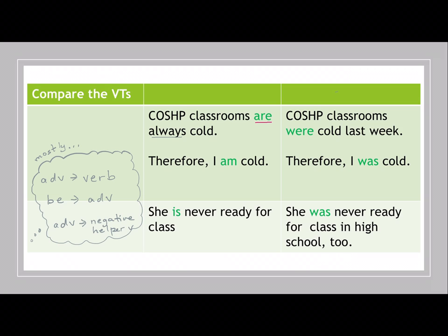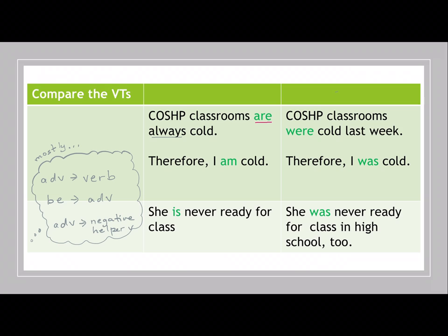Okay, so first let's take a look at what we've learned with simple present and simple past. Notice that the be verb in green is the only verb in each sentence. Co-ship classrooms are always cold. Therefore, I am cold. What about the past? Co-ship classrooms were cold last week. Therefore, I was cold. She is never ready for class. She was never ready for class in high school, too.